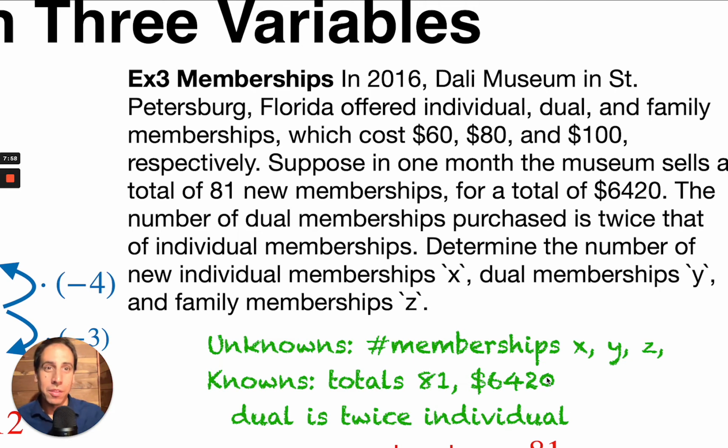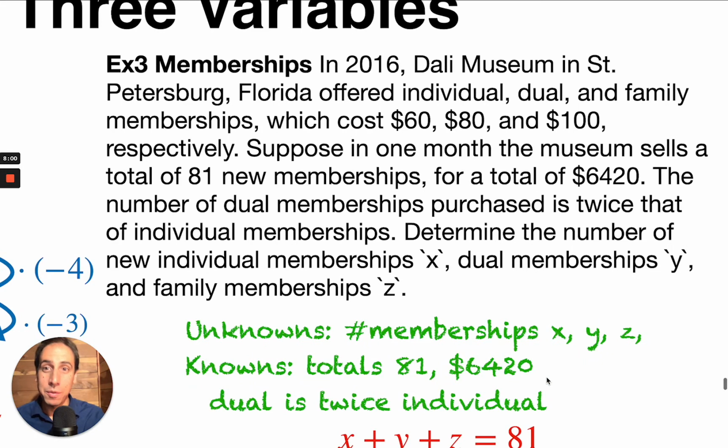Suppose in 1 month the museum sells a total of 81 new memberships, I'm seeing the word total, 81, for a total of 6420. The number of new dual memberships purchased is twice that of the individual memberships. Determine the number of new individual memberships X, dual memberships Y, and family memberships Z. The word problem even specifies X, Y, and Z.